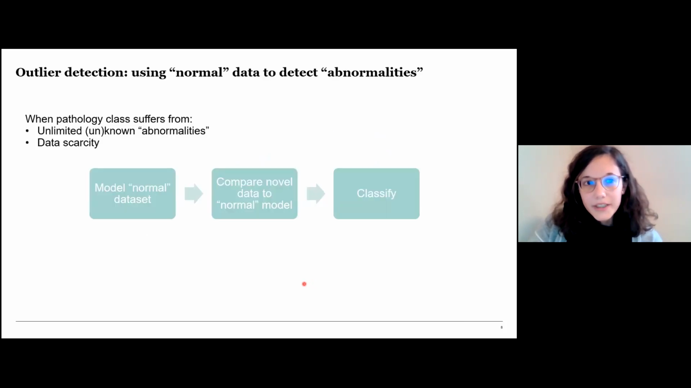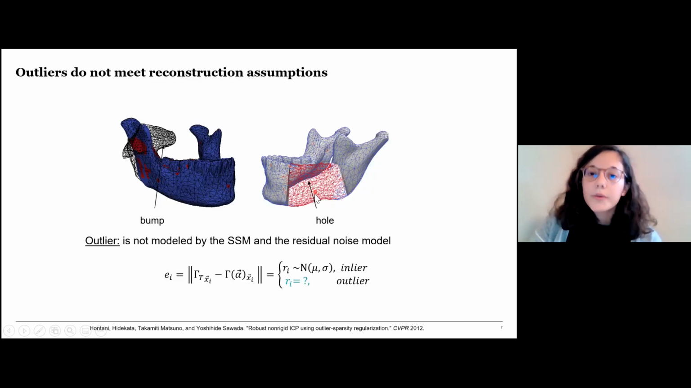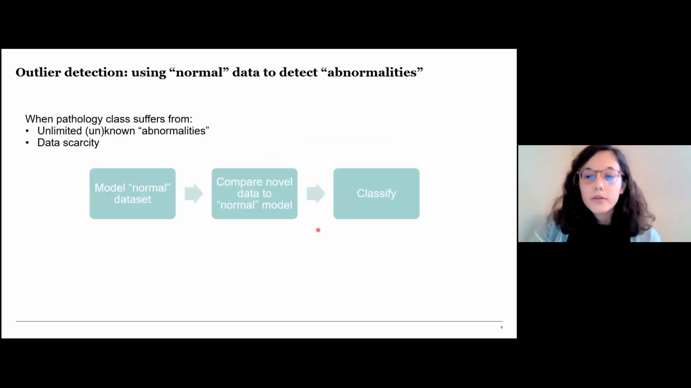And this problem is called outlier detection in general, and people use it when the pathology class cannot be modeled. So for example, the holes which I showed before are not always the same shape. They don't always appear in the same location. You can have some targets which have both hole and bump. And so you cannot expect to model this pathology class, but you do know what the normal data set looks like, and this is from the shape model. So we do know what mandibles look like. We can learn a shape model from a set of mandibles.